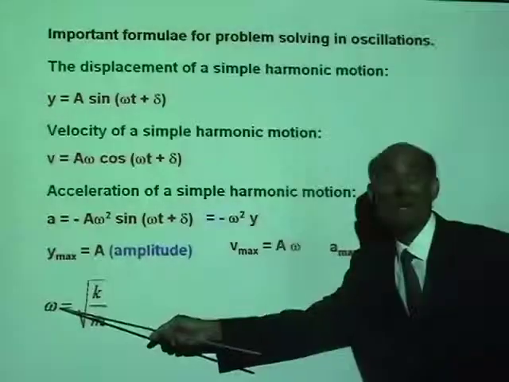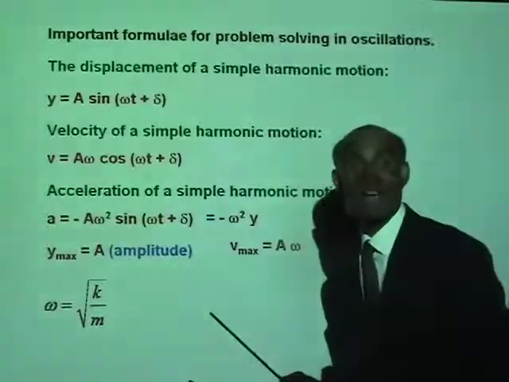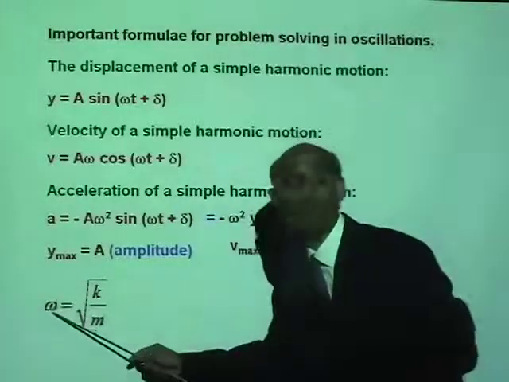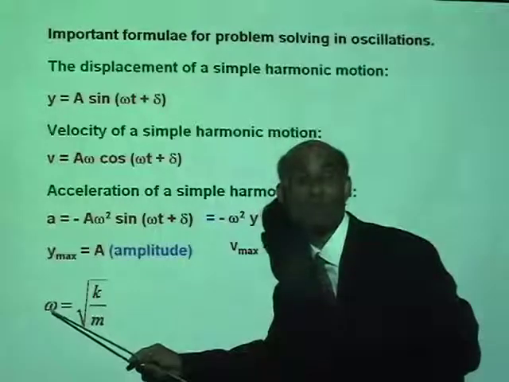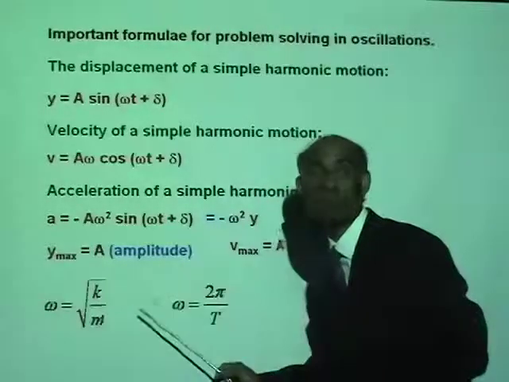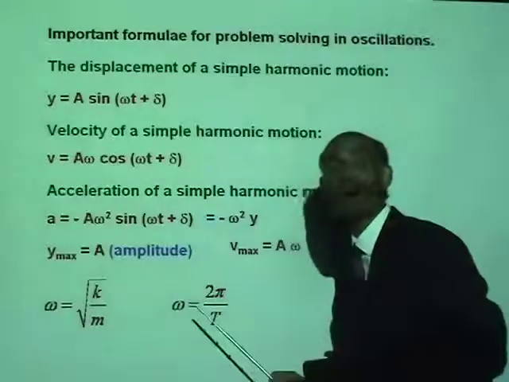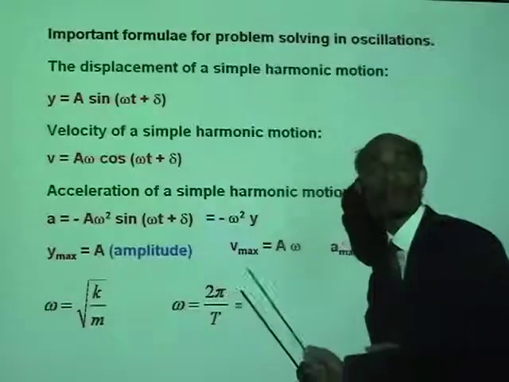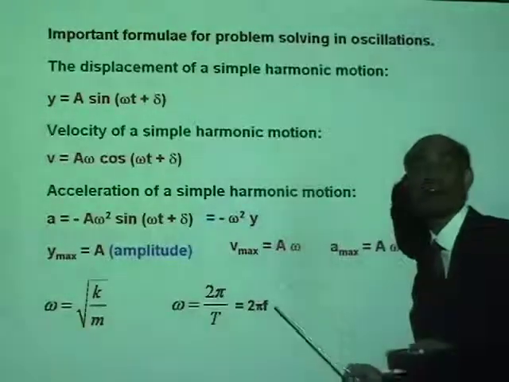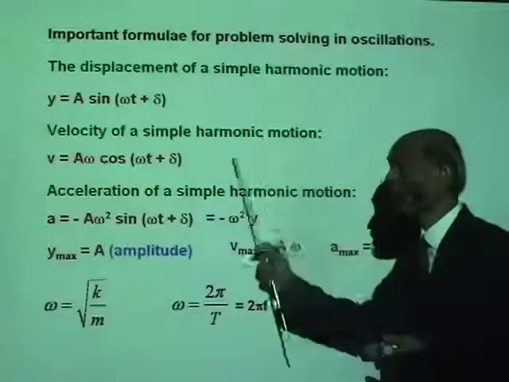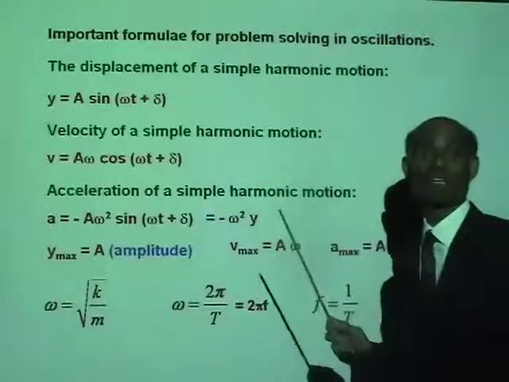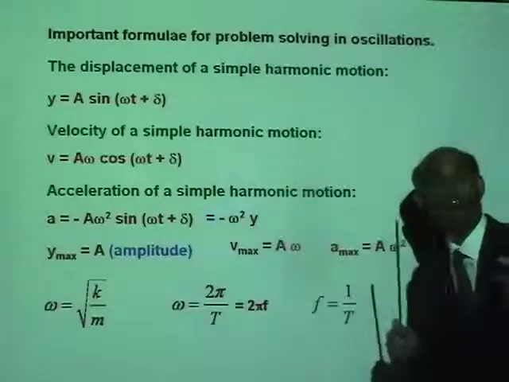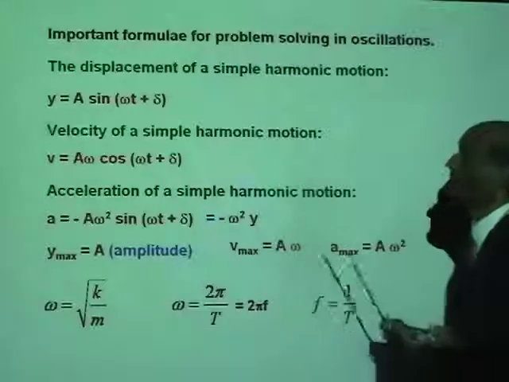Alright. Omega equals the square root of k over m. Do you recall that equation? And omega also is related to the period. What's the relation between omega and the period? Omega equals 2 pi over T, the period. It is also related to the frequency as 2 pi times f. Alright, all these formulae must be familiar to you. And frequency and the period are, one is the reciprocal of the other.